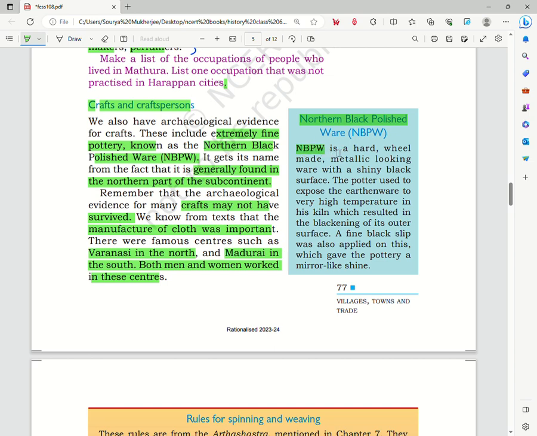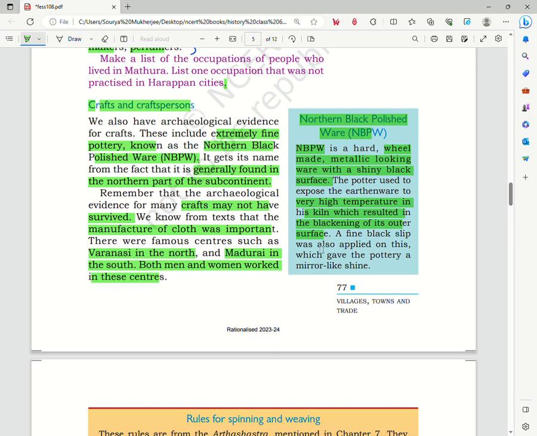The NBPW is a hard, wheel-made, metallic looking ware with a shiny black surface. As the name suggests, it is black in color, and because it has a shiny metallic looking surface, it is wheel made. So the potter's wheel was an important invention. The potter used to expose the earthenware to a very high temperature in his kiln, which resulted in the blackening of its outer surface.